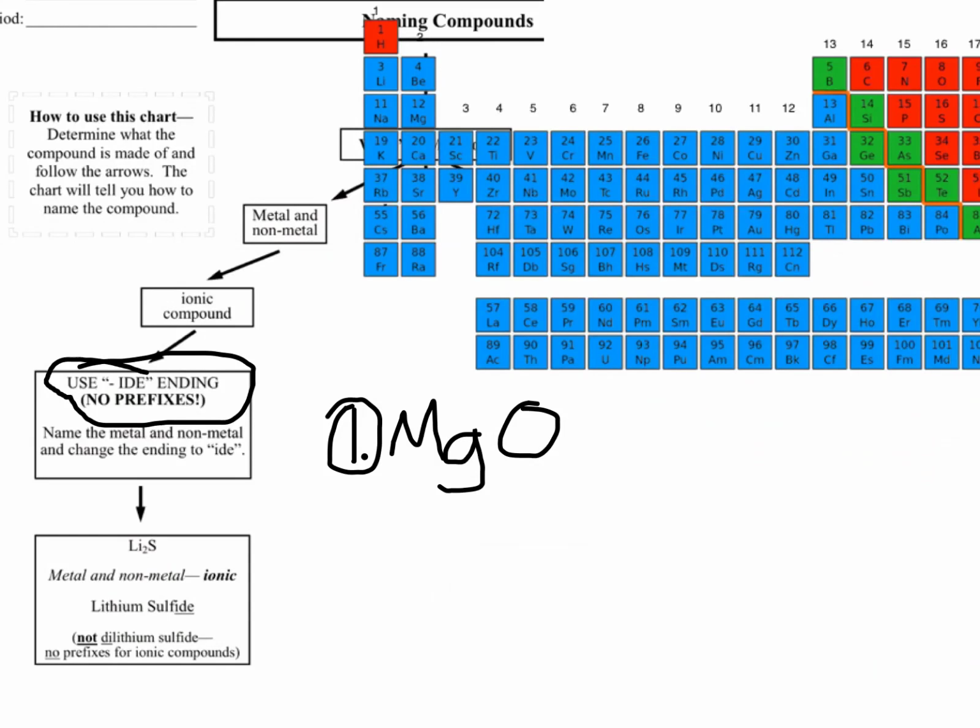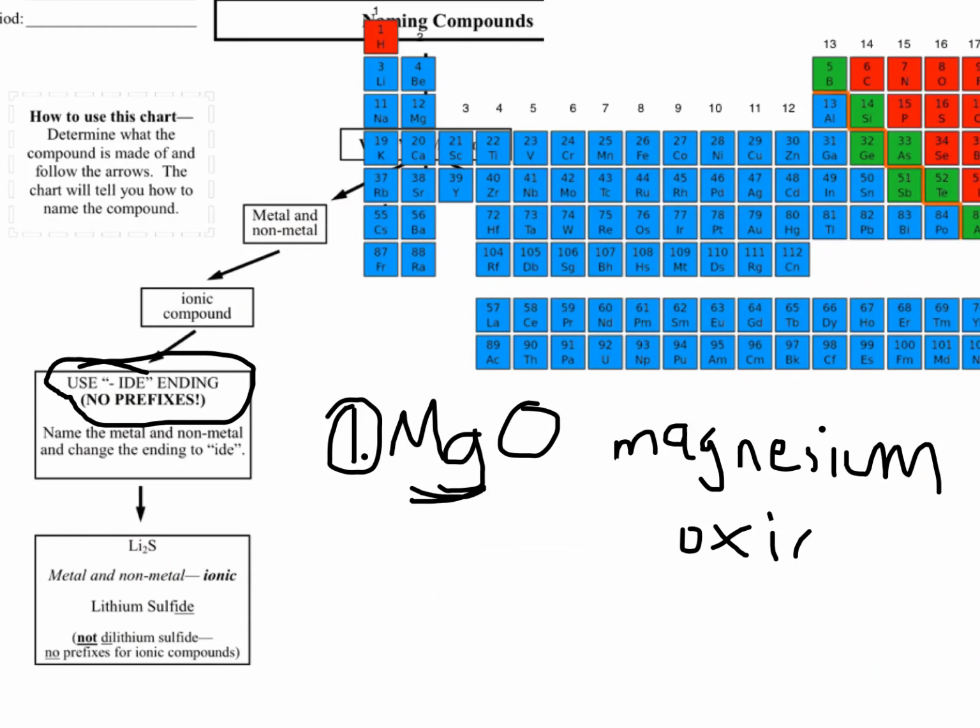Okay, so this, I should have memorized, is magnesium. This is oxygen, but we are changing the ending, so it's magnesium oxide. And that's the name. All right, let's start another one.